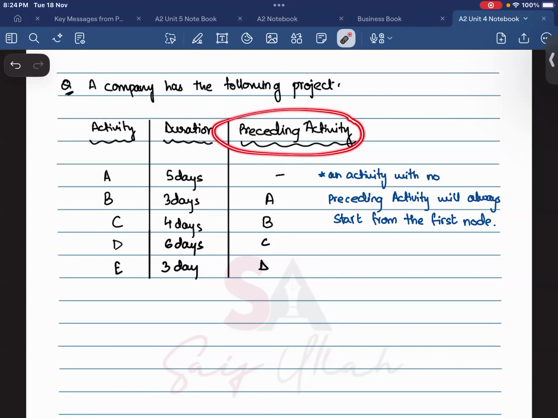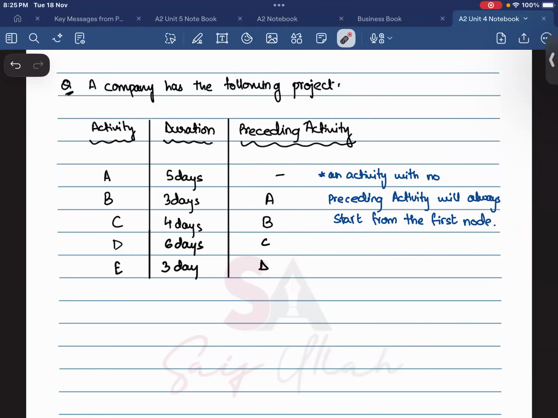What is a preceding activity? These are the activities that need to end, and only then will this activity start. For example, to start activity B, we have to end activity A. To start activity C, we have to end activity B. Whereas activity A does not have any preceding activity. Over here I've written that an activity with no preceding activity will always start from the first node.